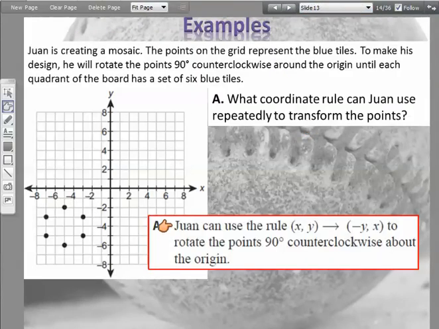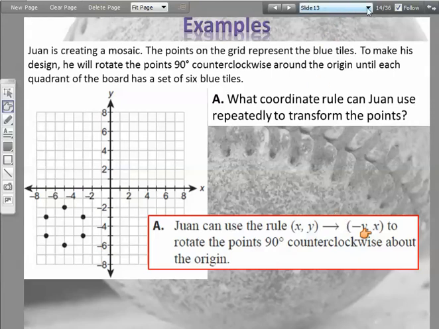It says one can use the rule. Okay, I was right the first time. One can use the rule (x, y) translates to (-y, x). So see, not only do the y's become opposite, they flip spots.